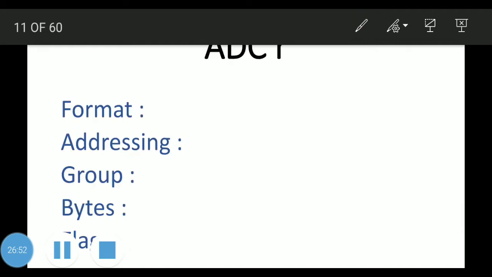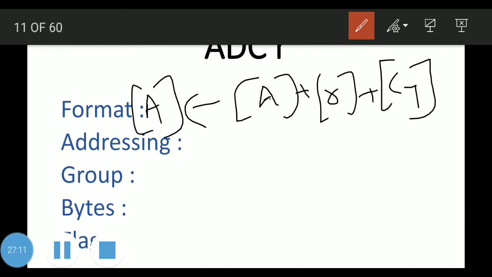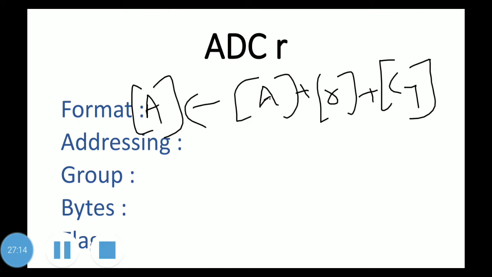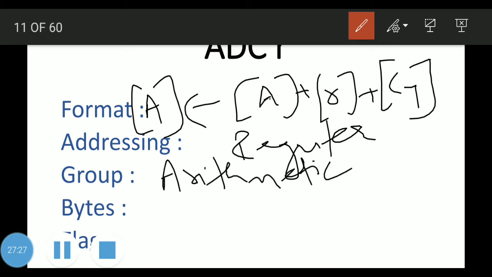See the format, it is given in this way. How to specify this format? A will be added, okay. Now R will be added, yes. Carry will be added, yes. And all this result will go into the accumulator. Now since here it is a register, the addressing mode becomes register addressing mode. The group is arithmetic group. It is common. Remember, all the instructions belonging to the arithmetic group will have the group arithmetic only.